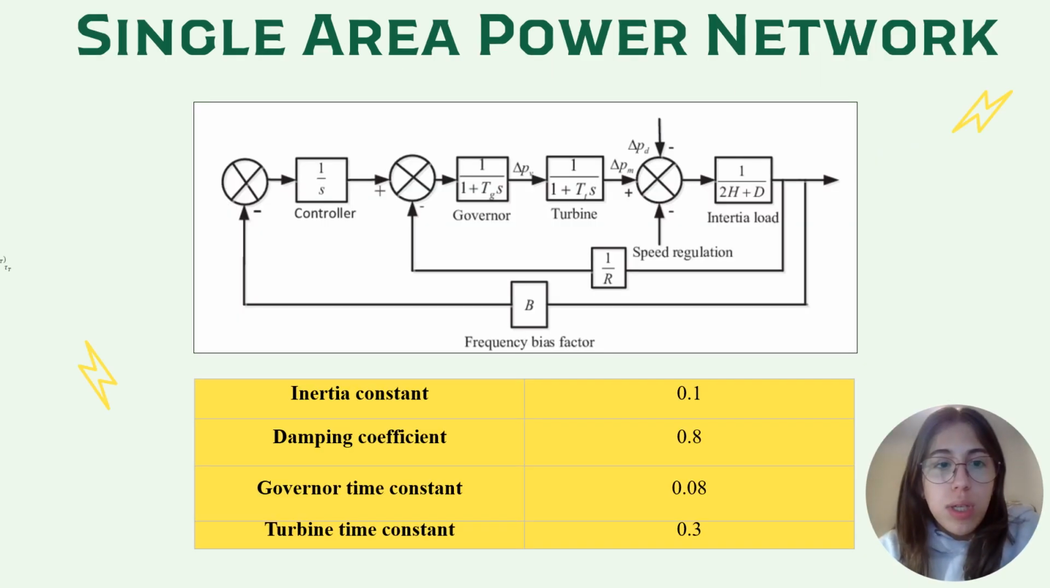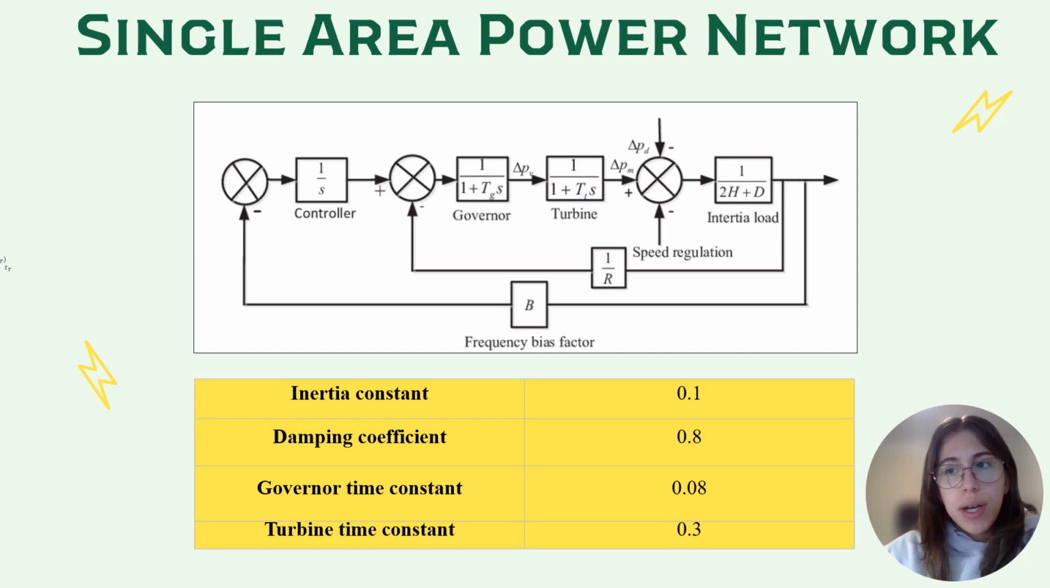So we used a single input FLC in MATLAB Simulink for a single area power network. In our system model here, there is a turbine, governor, synchronous generator, and a rotating load that we have modeled in order to implement the feedback control loop.